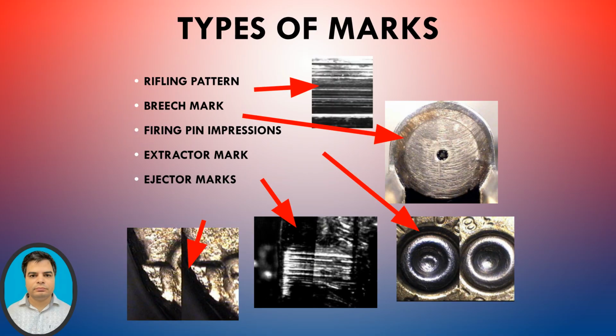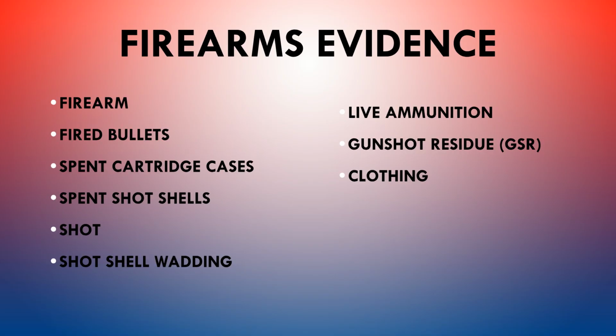Bullets and cartridge casings retain unique impressions from the firearm, known as markings. These include the rifling pattern, breech marks, firing pin impressions, extractor marks, and ejector marks. Firearms evidence collected at a crime scene can include the firearm itself, fired bullets, spent cartridge cases, spent shot shells, shot shell wadding, live ammunition, gunshot residue, and clothing.